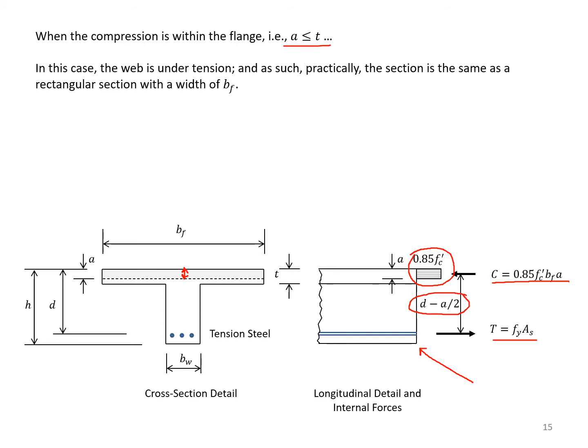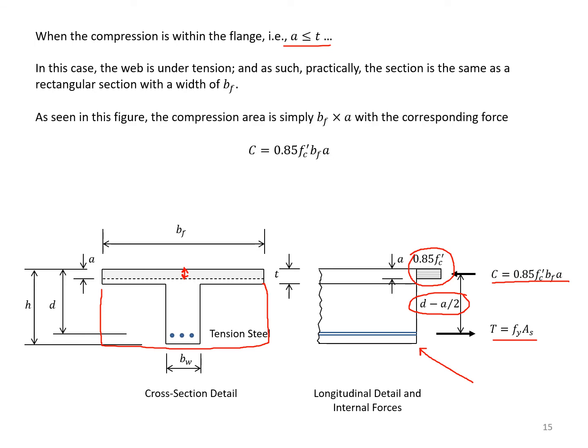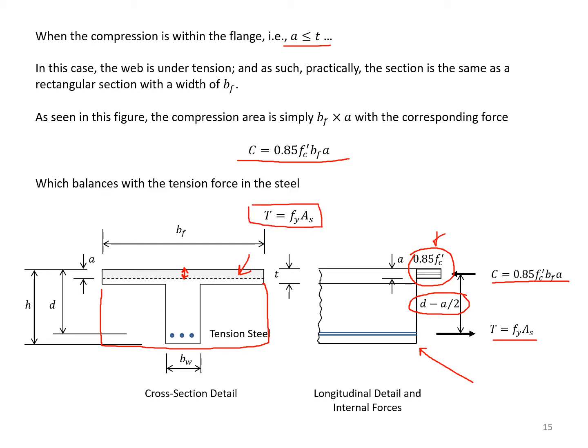Now, if you look at this figure, you notice that below this dashed line, practically the section would be under tension. So even if I had a rectangular section of this big, it would have been the same if a were exactly equal to this a. That is why this problem is very similar to a rectangular section. The compression force is 0.85 f'c bf times a, in other words, the shaded area here multiplied by 0.85 f'c. And the tension force is fy multiplied by As.